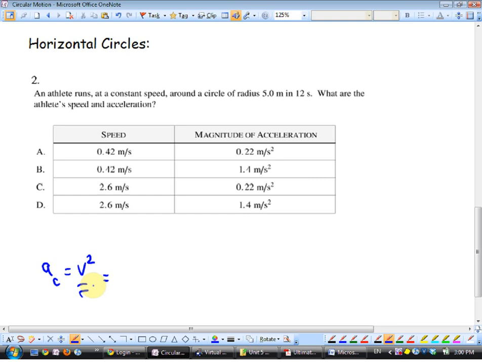So I'll use the other circular acceleration equation. What's the other circular acceleration equation? 4 pi squared r over t squared. Do I know the radius? Yep. Do I know the period? Yep. Good. It's going to be 4 pi squared times 5 over 12 squared. What's his circular acceleration? Someone crunch that for me, please.